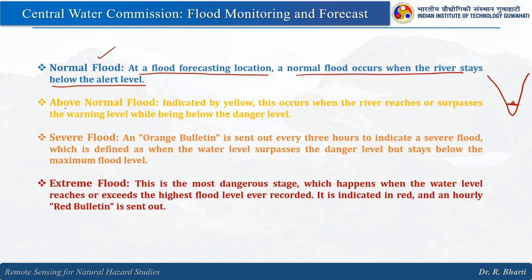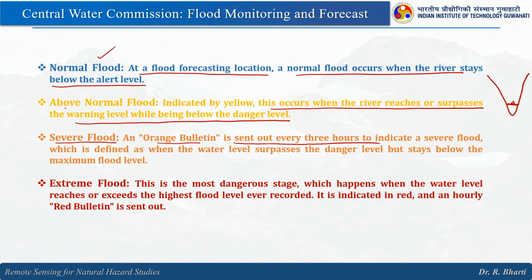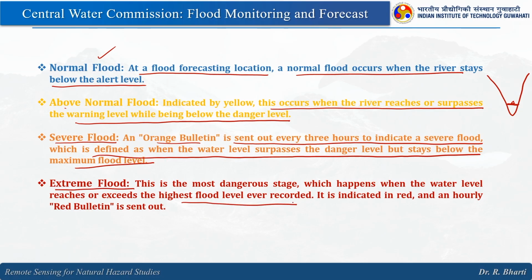Above normal flood, indicated by yellow, occurs when the river reaches or surpasses the warning level while being below the danger level. Then severe flood, it is orange, is sent out every 3 hours to indicate a severe flood, which is defined as when the water level surpasses the danger level but stays below the maximum flood level. And this is the extreme flood. So this is the highest flood level which is recorded in that particular area.